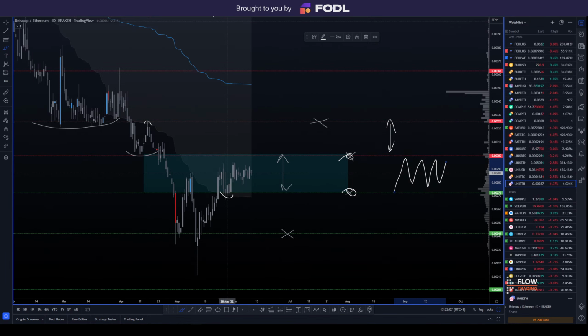Okay, so I think that is it for all of the trading pairs on FODL. I hope this puts you on the right side of the market.